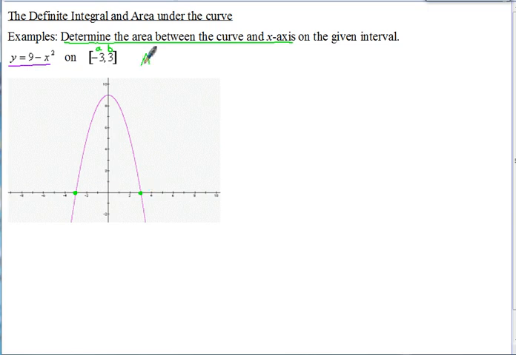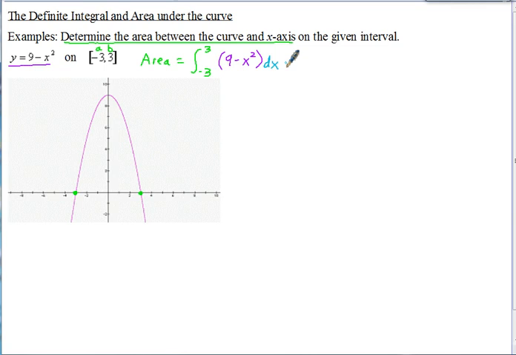To find that area, it would equal the definite integral from a to b, in this case -3 to 3. The lower limit goes right there, the upper limit goes right there. And then we integrate whatever function we're finding the definite integral of. In this case, 9 minus x squared is our function, and then, of course, times dx.